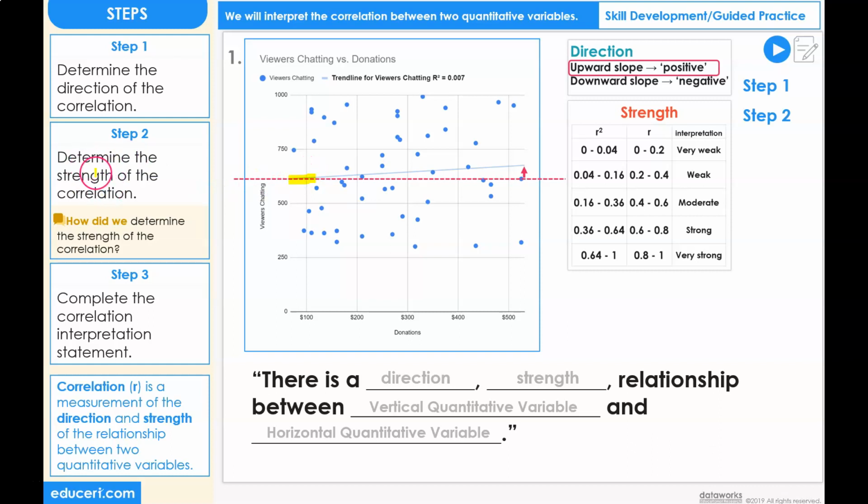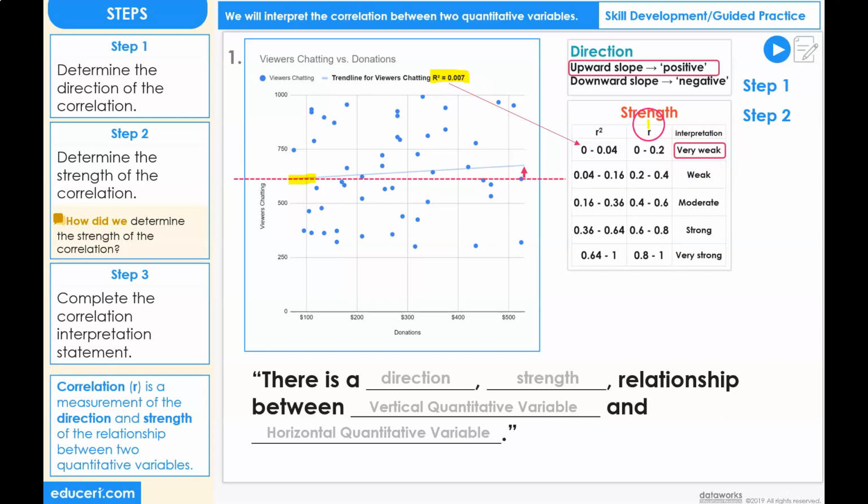Step 2. Determine the strength of the correlation. We will use the R-squared value that was given to us by the software and use our strength chart to find the type of strength between these two variables. With an R-squared value of 0.007, we can see that that value is going to be in this first interval for R-squared, between 0 and 0.04. That tells us that the correlation R value is some value between 0 and 0.2, and the interpretation for that type of correlation is very weak.